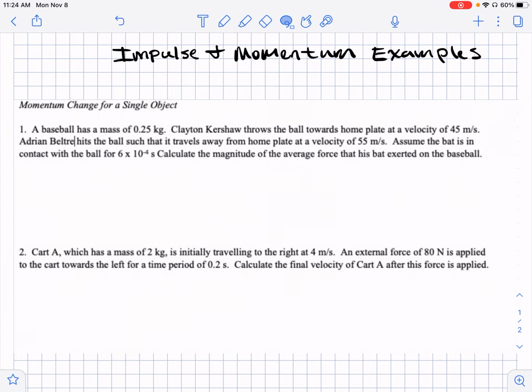Hey there, we're going to work some impulse and momentum examples together. The first two deal with a single object. So we have a momentum change happening on a single object.